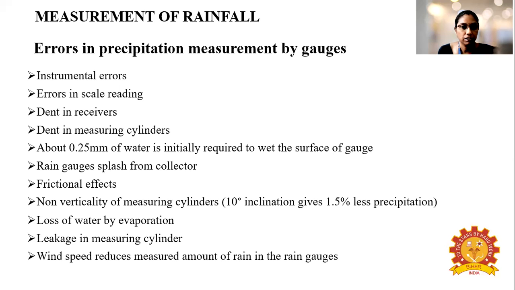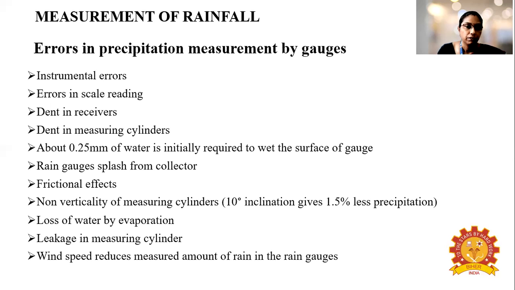So when the gauge is dry, it has to be fully wetted. So for that, 0.25 mm of water is required, and rain gauges splash from the collector. When the precipitation is more or heavy, at that time there is a chance of splash of the rain from the collector, and the frictional effects, that is one type of error, and non-verticality of the measuring cylinders.